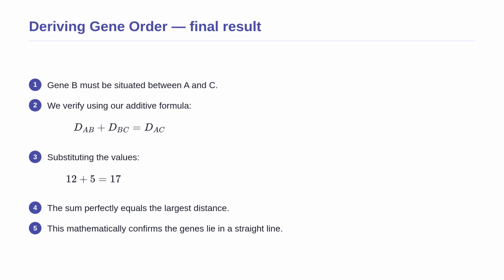By showing that the smaller segments add up perfectly to the largest segment, we mathematically confirm that these 3 genes lie in a straight line. We have successfully proven that the correct linear order is A, then B, then C.